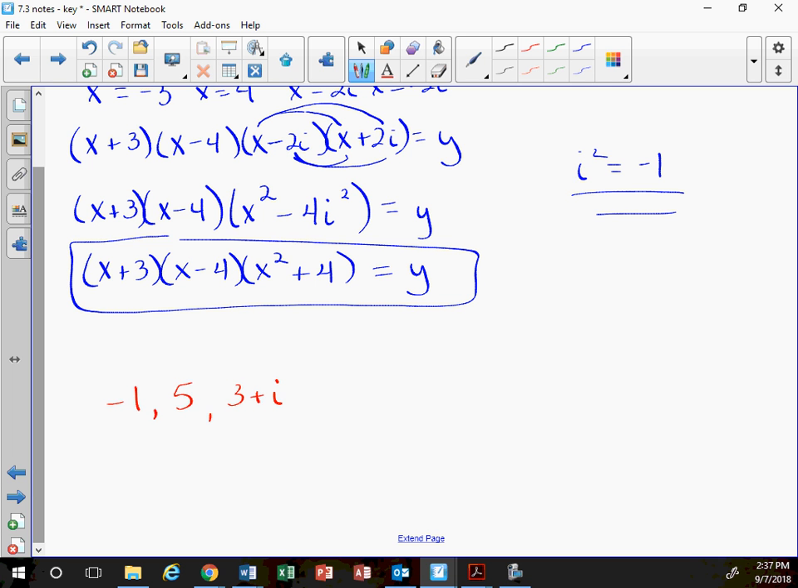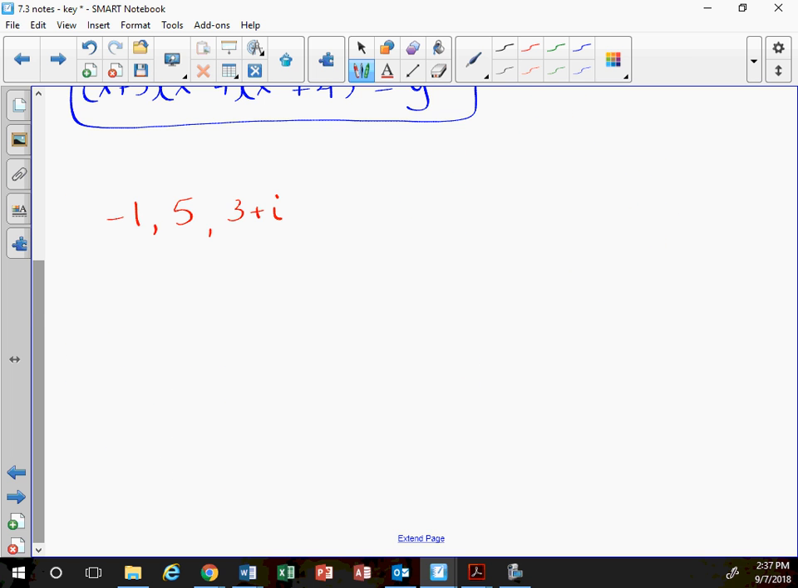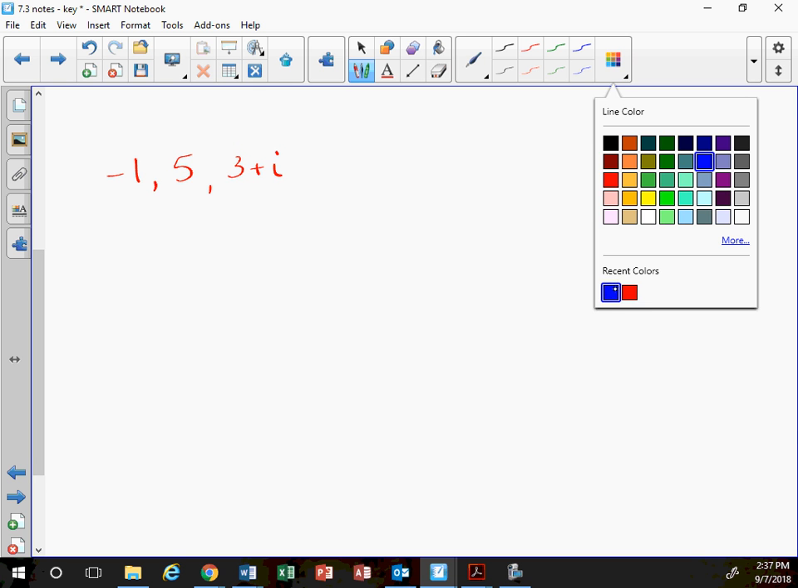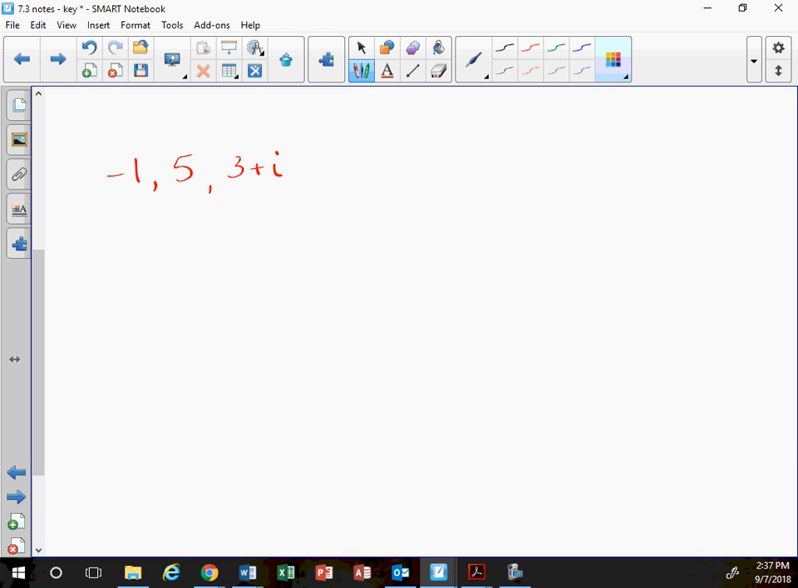Negative 1, 5, and was it 3 plus i? Okay. Guys, am I going too fast, or are we okay? Okay. I'm going to start the same way I did last time, setting x equal to my roots. And what's the other root that isn't written here that we know we have? 3 minus i, good.